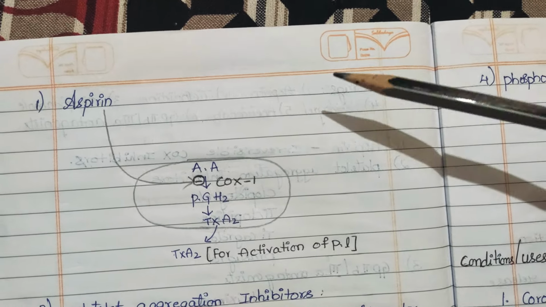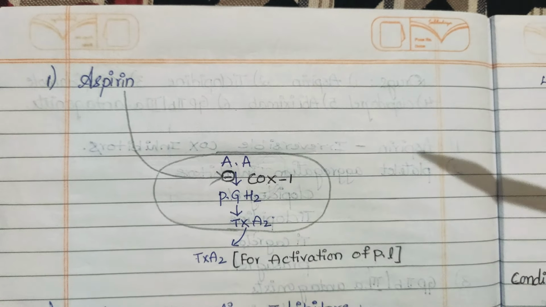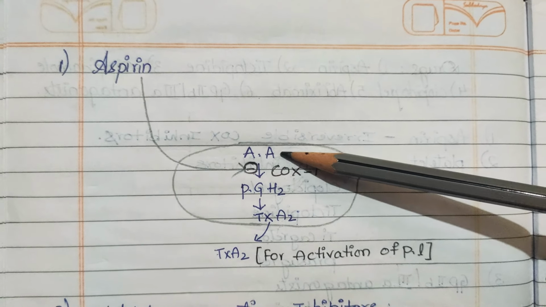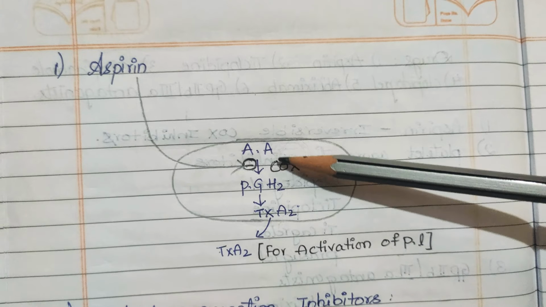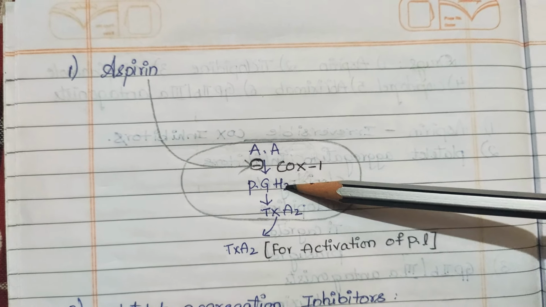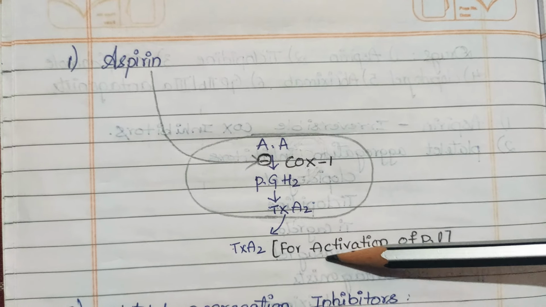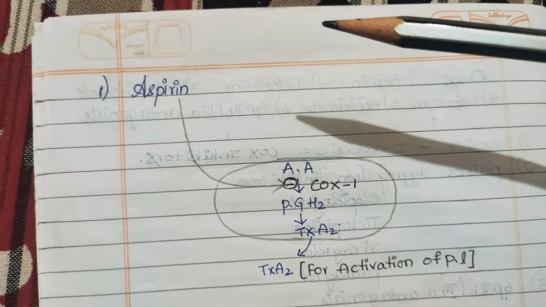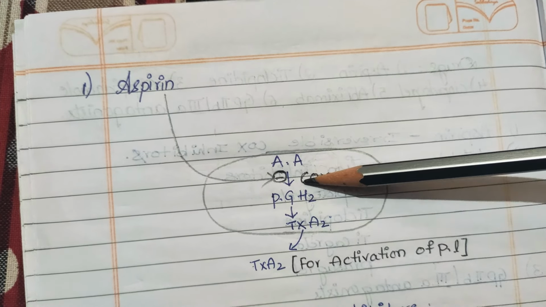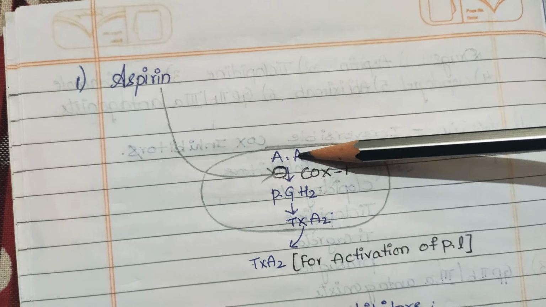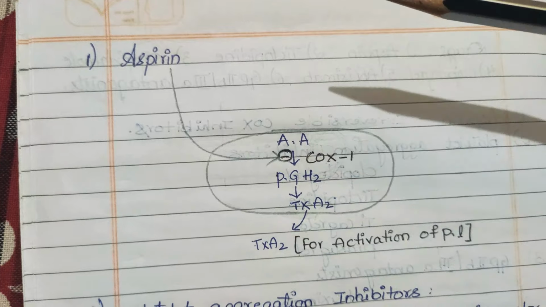First one is aspirin, which is an irreversible cyclooxygenase inhibitor. Firstly, this arachidonic acid, with the help of cyclooxygenase enzyme, releases prostaglandin H2, which is metabolized into thromboxane A2, which is helpful for the activation of platelets. So what aspirin does is it inhibits the cyclooxygenase enzyme and prevents arachidonic acid from producing prostaglandin H2. This is how aspirin works.